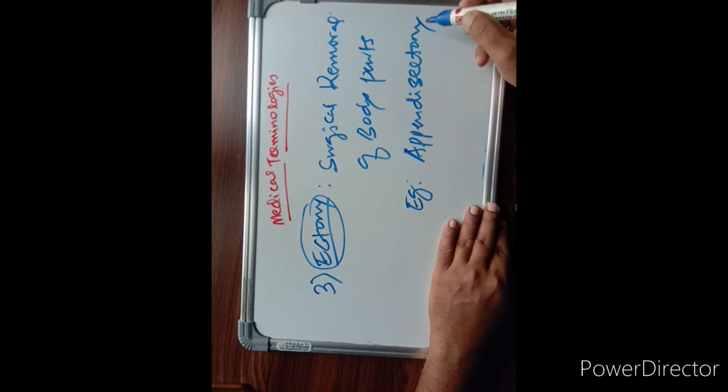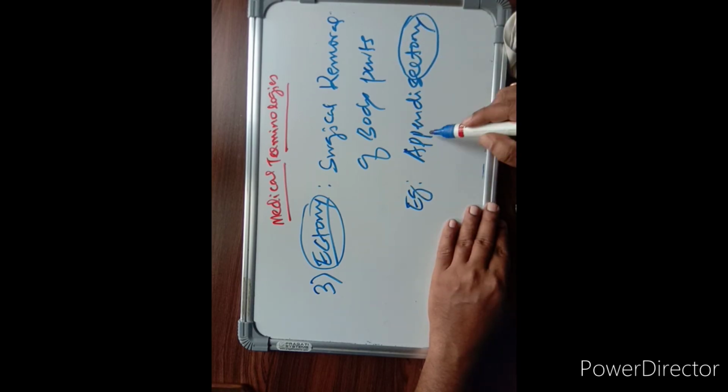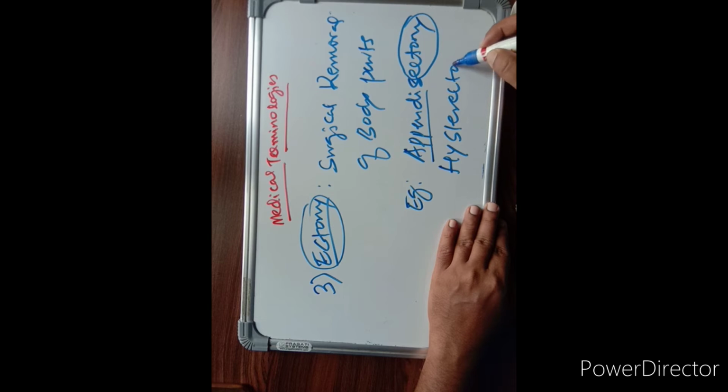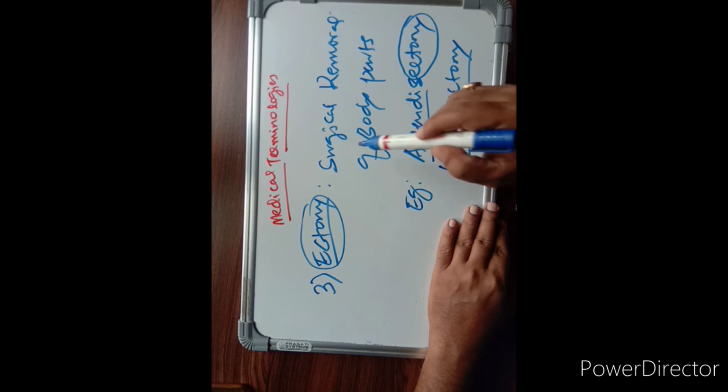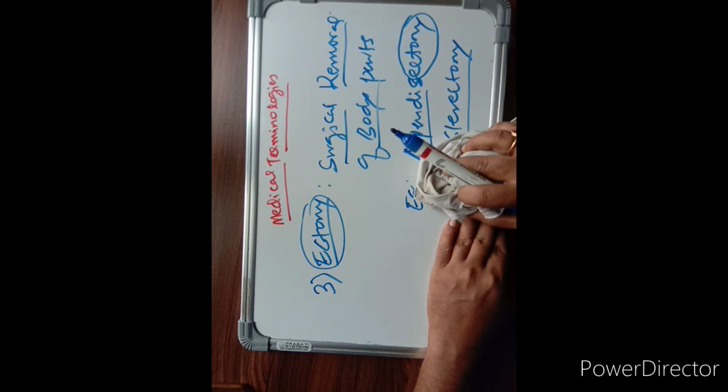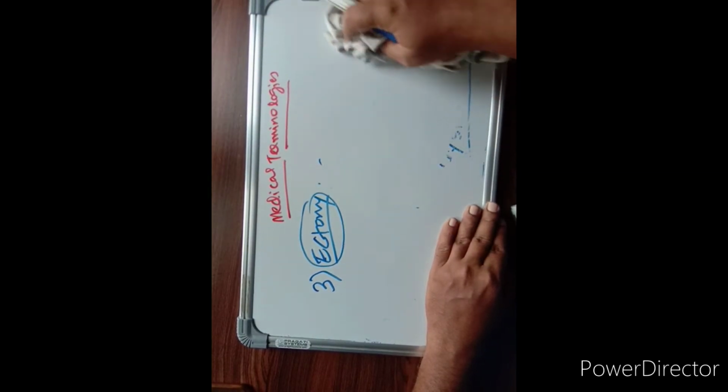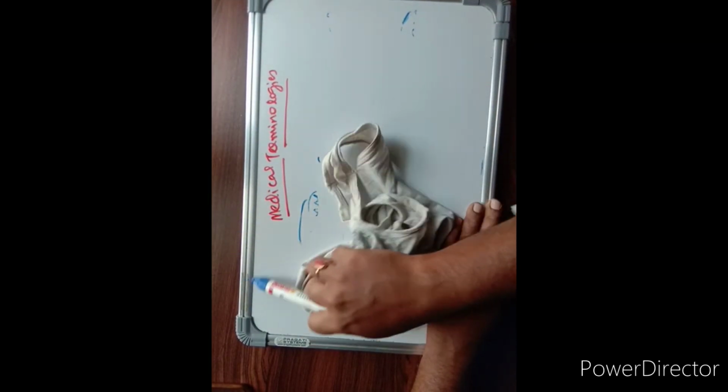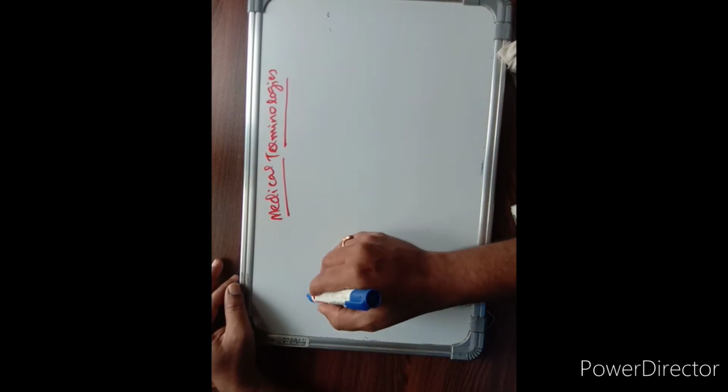In appendicectomy, the last part is ectomy. That is nothing but surgical removal of the vermiform appendix. Hysterectomy is surgical removal of the uterus. All terminology ending with the suffix ectomy indicates surgical removal of body parts. I hope you understood ostomy, otomy and ectomy. All three sound similar, but their meanings are very different. You have to keep that in mind.